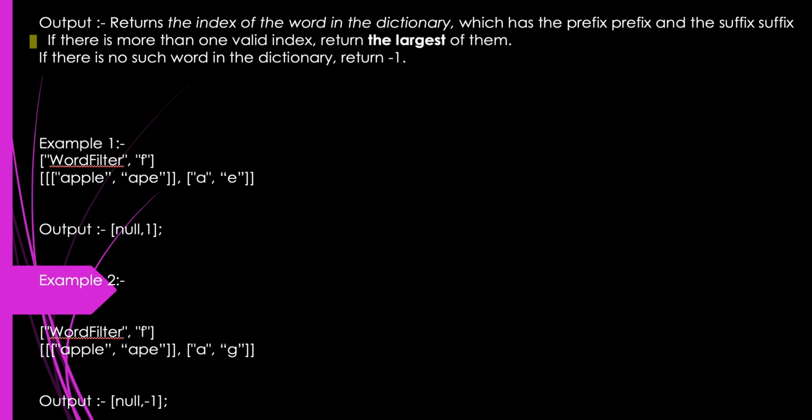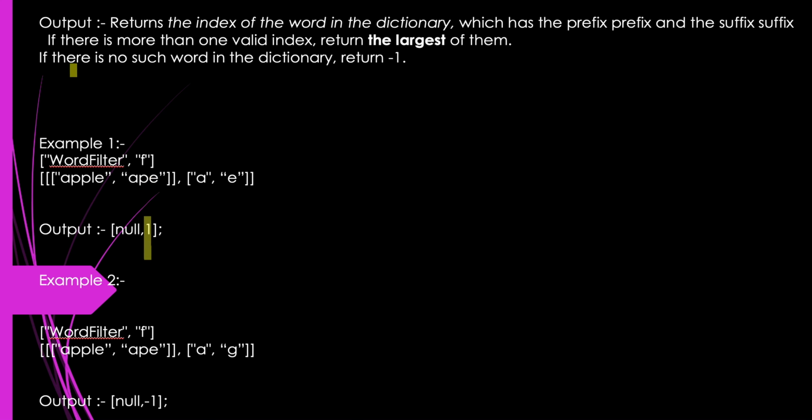There are few more points which we need to consider when we are returning our output. One point is, if there is more than one valid index, we have to return the largest of them. Example, here in word filter we are having values apple and ape, and in f we are having prefix as a and suffix as e. So we are having two valid words here, one at index 0 and one at index 1. So we have to return the output as 1.